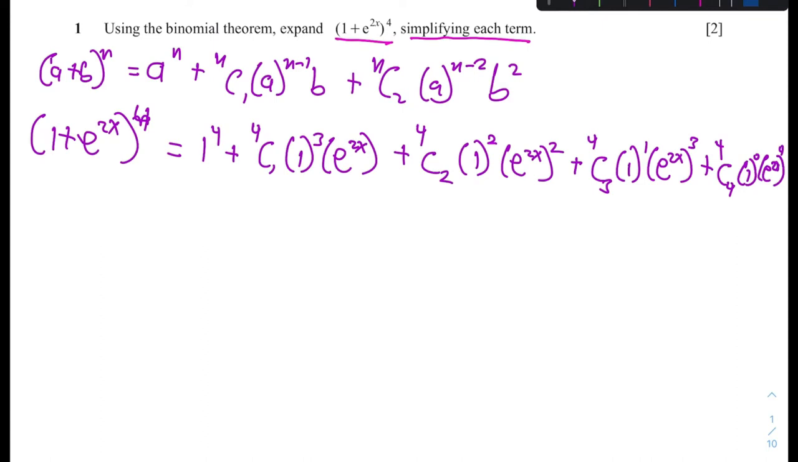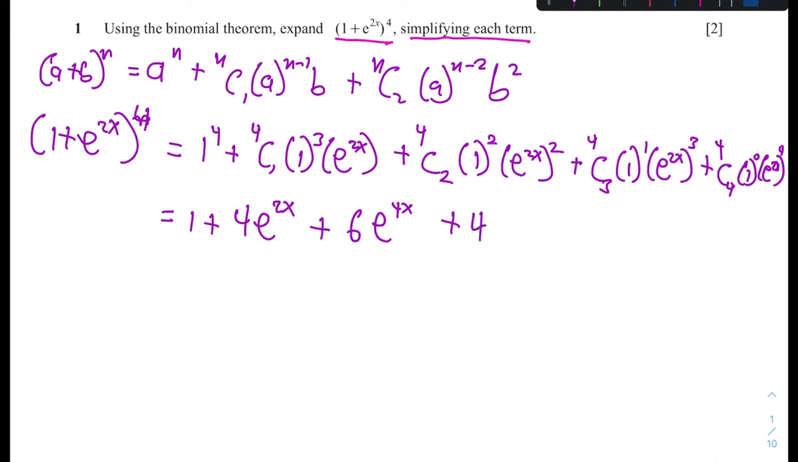Now that we are done with that, we just have to work with it. So 4 combination 1 is definitely 4. 1 to the power 3 is still 1, so this is 4 e to the power 2x plus, then we do 4 combination 2, that is 6. So we have 6 e to the power 4x. Why? Because think about it, this times that is definitely going to give us the 4x. Then the next one, we have 4 combination 3, which is 4.